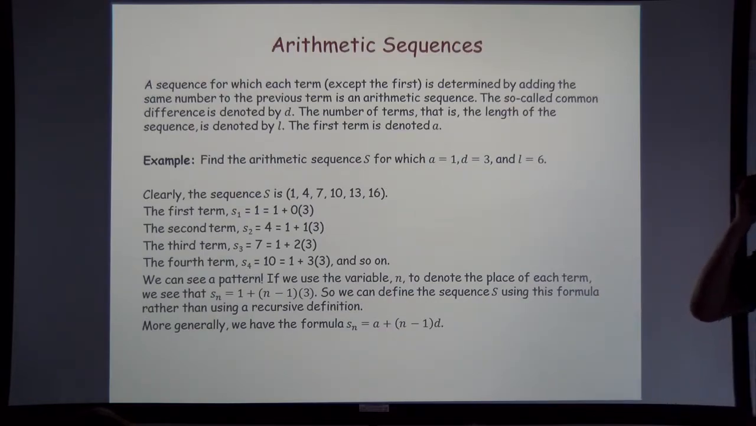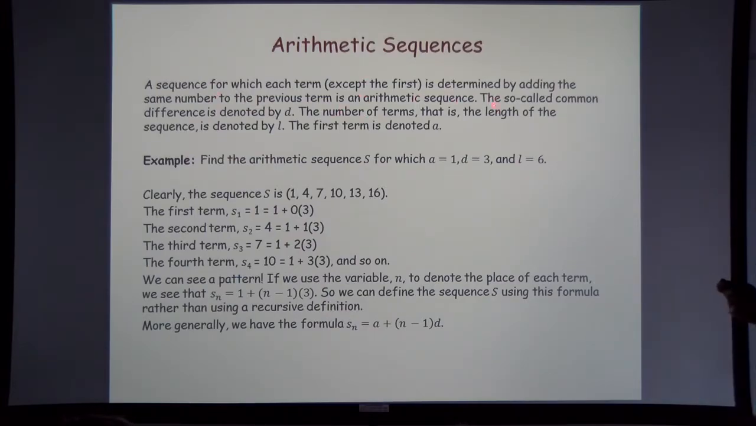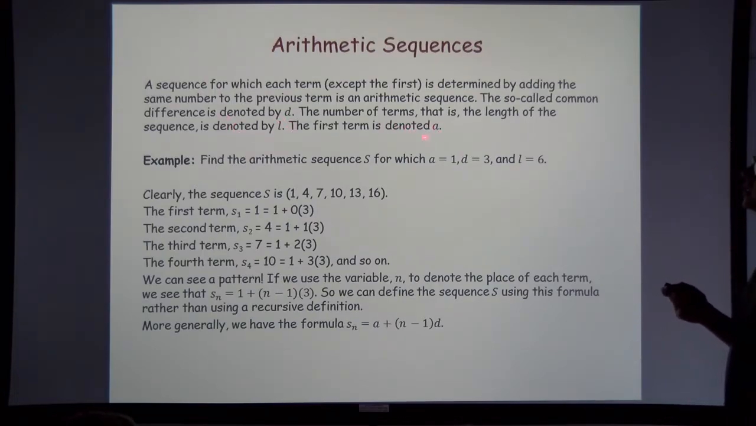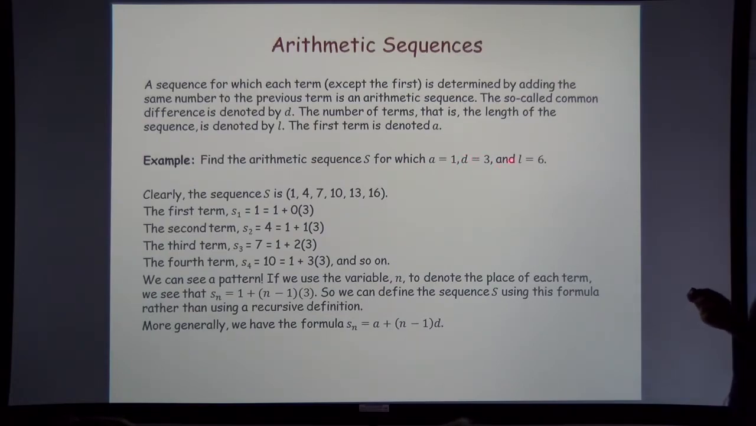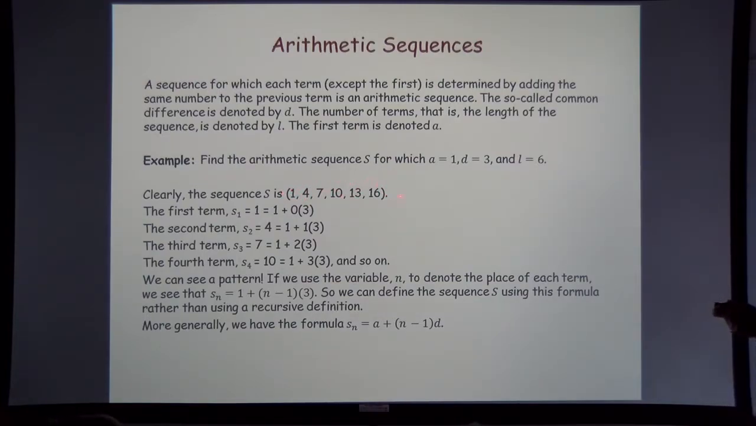Arithmetic sequences, okay? I'm sure you guys have seen this before too. A sequence for which each term, except for the first, is determined by adding the same number to the previous term in an arithmetic sequence. The so-called common difference is denoted by the letter D. The number of terms, that is the length of the sequence, is denoted by L. First term is denoted by A. So our example we have here is find the arithmetic sequence S for which A equals 1, D equals 3, and L equals 6. So clearly the sequence of S is going to be 1, 4, 7, 10, 13, 16.